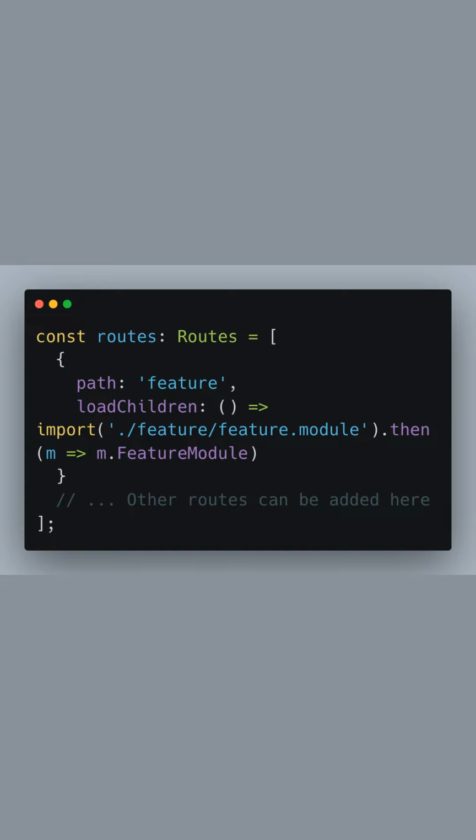We define an array of routes. Each route maps a URL path to a component. Notice the feature path. It uses the loadChildren property for lazy loading. Instead of specifying a component, we call an arrow function that uses the dynamic import syntax to load the feature module only when the feature path is navigated to.